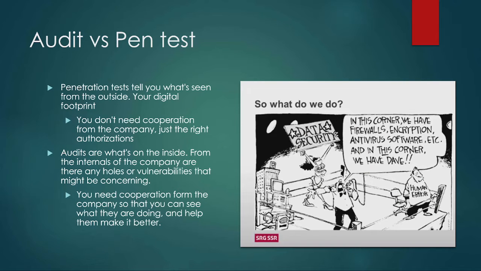Now, an audit versus a pen test. A pen test is a digital footprint. You are looking for the right authorization to do a pen test, but you don't actually need cooperation from the company as a whole. A pen test is looking at what can be seen from the outside. A security audit is what can be seen from the inside. This is any holes and vulnerabilities from the inside of the company with this insider knowledge. We need cooperation from the company because we're trying to look at what they're doing.